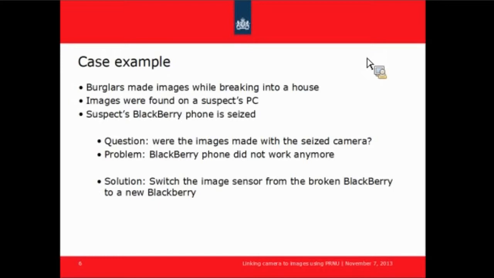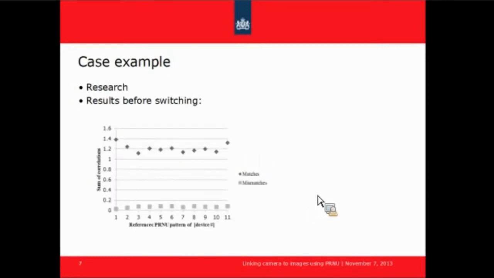There was, however, a problem. The BlackBerry phone didn't work anymore, so we couldn't make images. There was, of course, also a possible solution, and that was to take out the image sensor from the broken BlackBerry and place it into a new BlackBerry. So before we did it with the seized BlackBerry, we had to do some experiments.